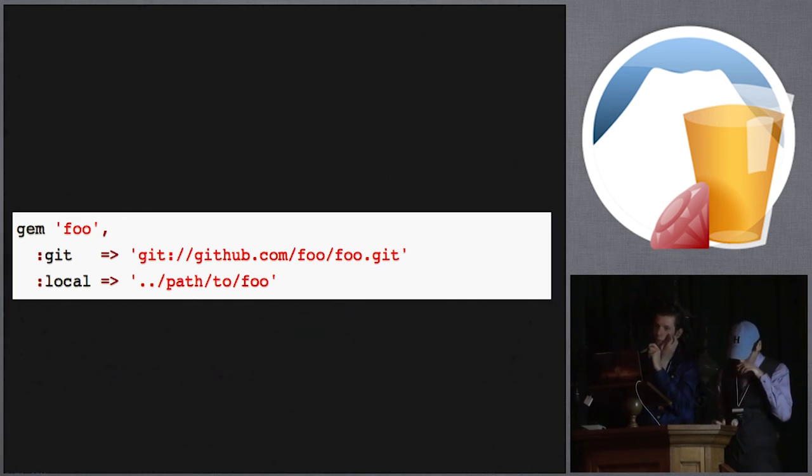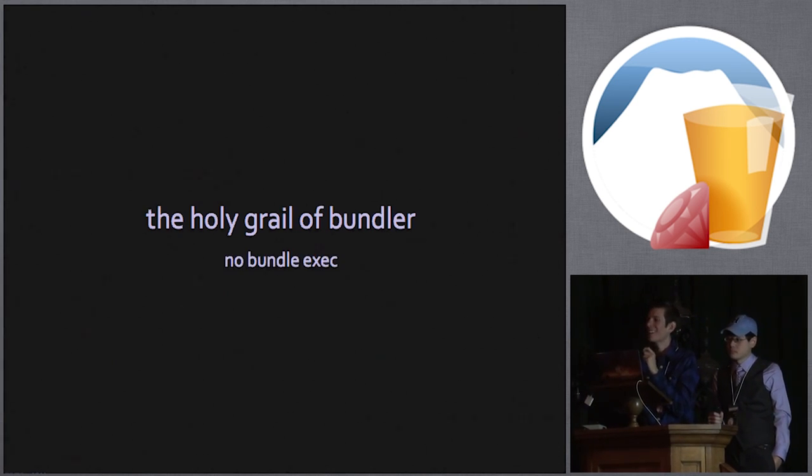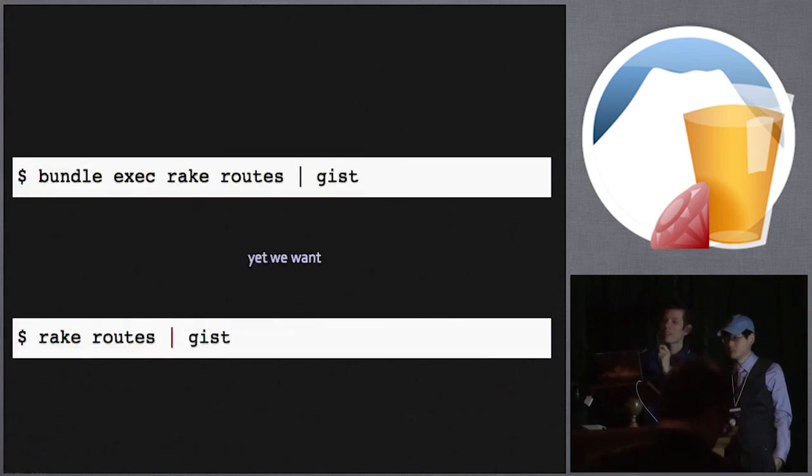And the last feature that we're actively working on for near future versions of Bundler is sort of the holy grail of Bundler, not having to bundle exec at all. So the reason why you have to bundle exec is, of course, that when you're in your application, you want rake to be the version that your application wants, but even though you're there, you might want to use another command that isn't part of your application, and we can't provide you with a bundle no exec command to do the inverse.